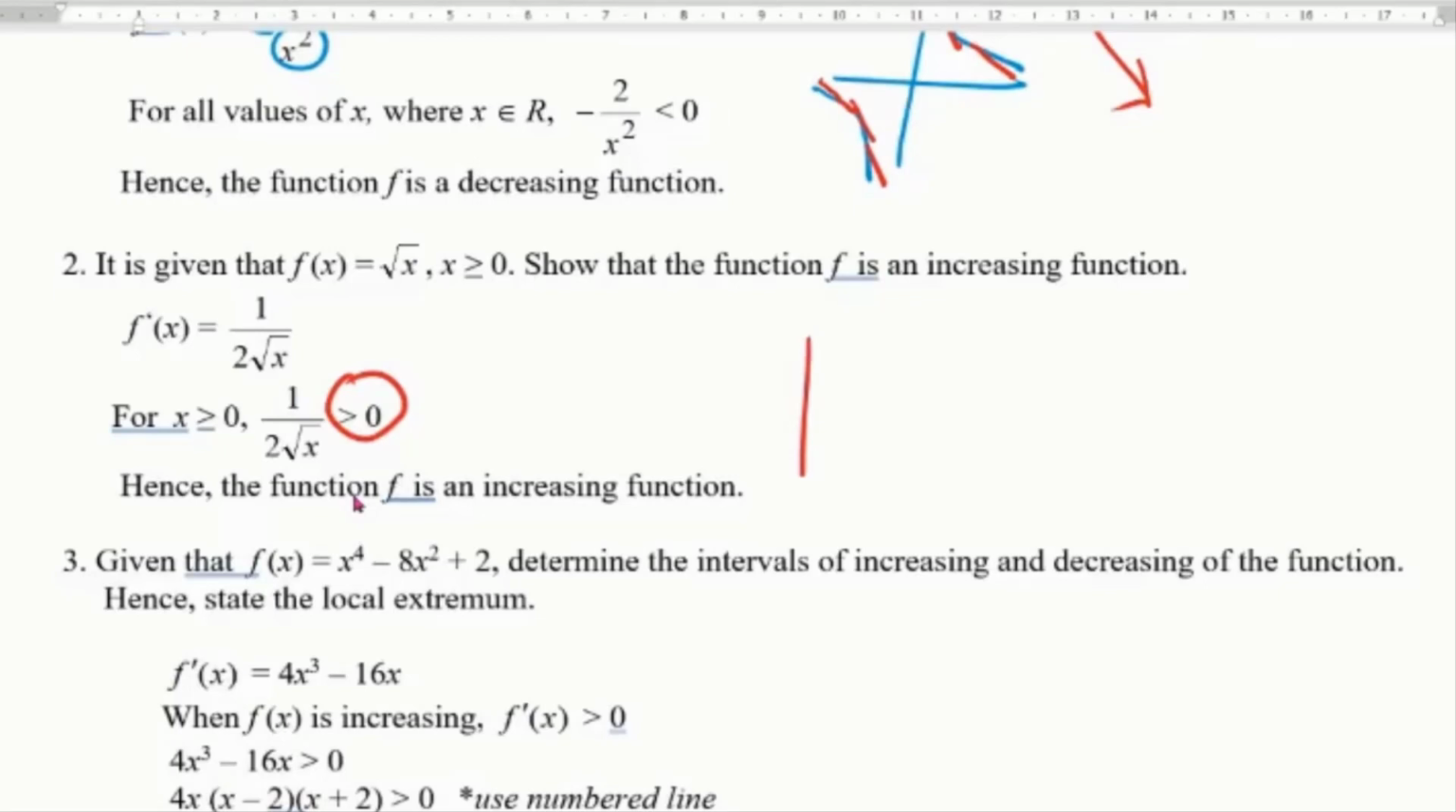So you can double check from the graph here. When you double check from the graph, you see the tangent at this point, the tangent at this point, the tangent at this point. You see all the tangents are going up. So the conclusion: the whole function is an increasing function.